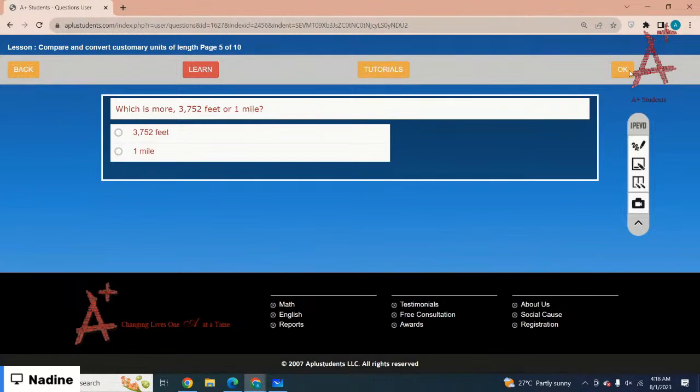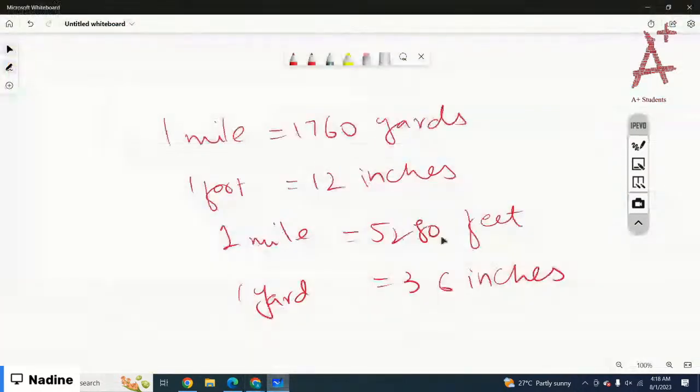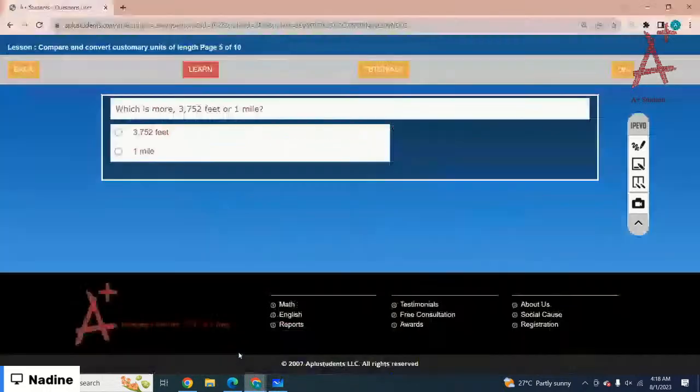Which is more, 3,752 feet or 1 mile? Which is the correct option? In 1 mile, it is 5,280 feet. The correct option is 1 mile. So obviously, 1 mile is greater because in 1 mile you have 5,280. So the correct option is 1 mile.